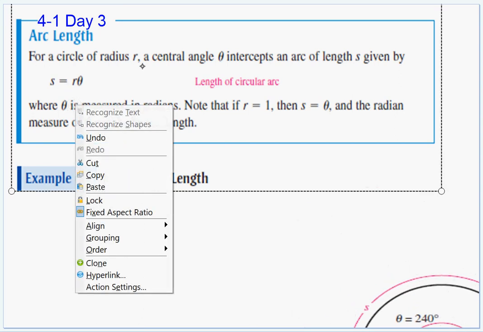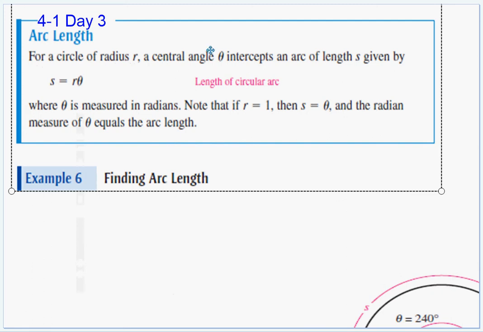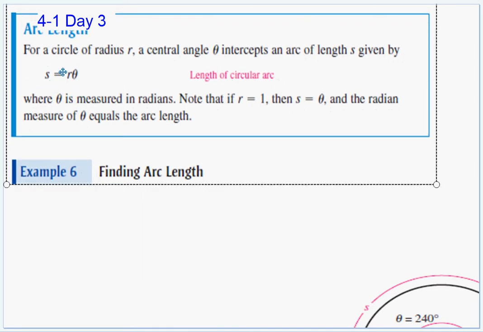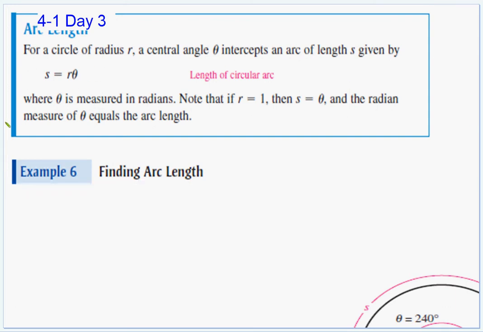So for a circle of radius r and central angle theta, a central angle theta intercepts an arc of length s given by this formula. S, arc length, is equal to the radius times angle theta. I'm going to highlight this part. Theta must be measured in radians. You can't do this in degrees. Angle theta must be in rads.